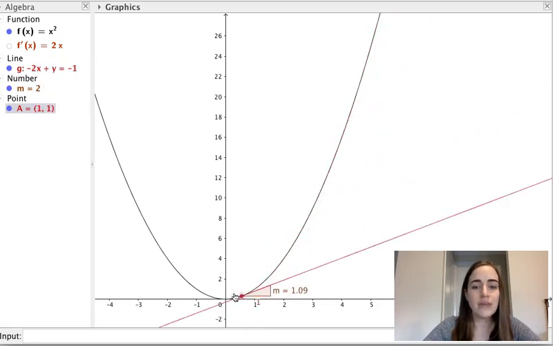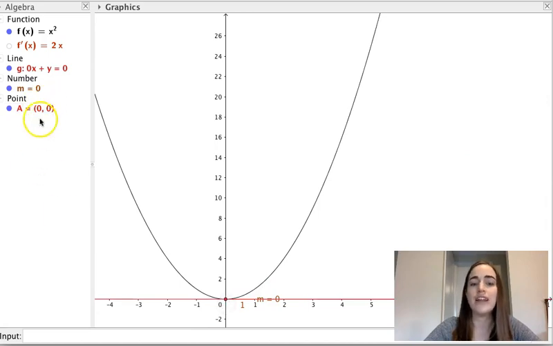And right down here, our last one that we figured out was 0. And if we have a look at that there, the gradient at 0 is just 0, and that's because the tangent is perfectly horizontal at that point.